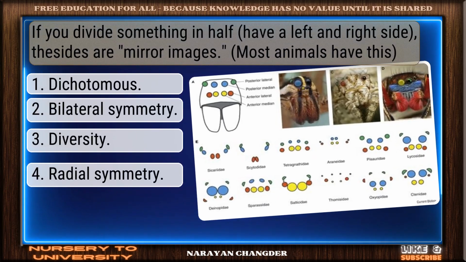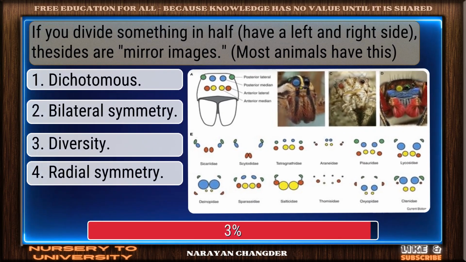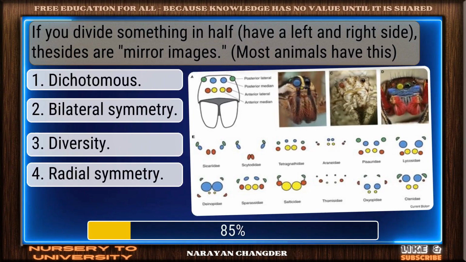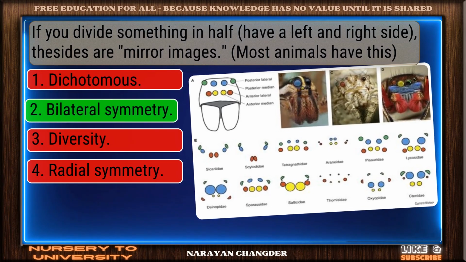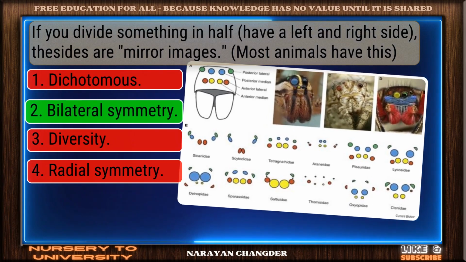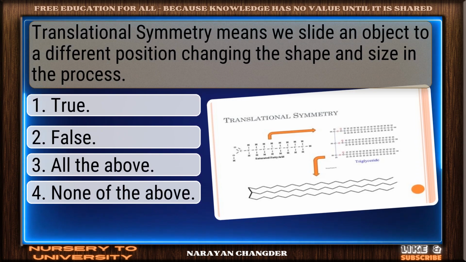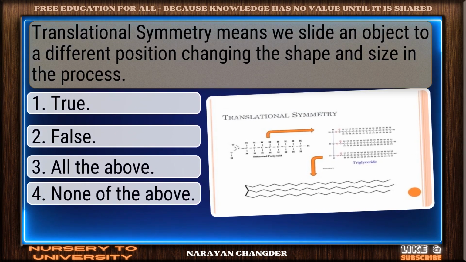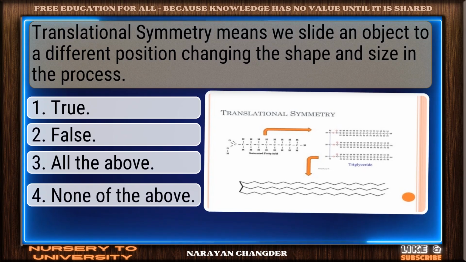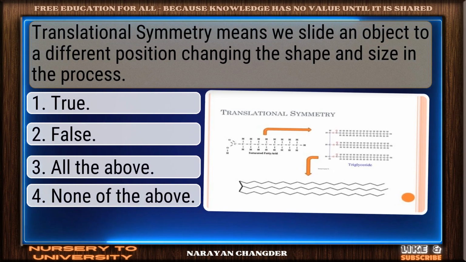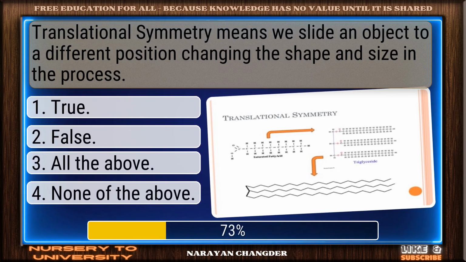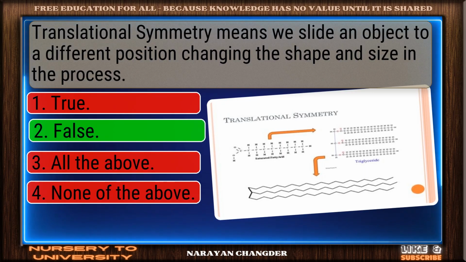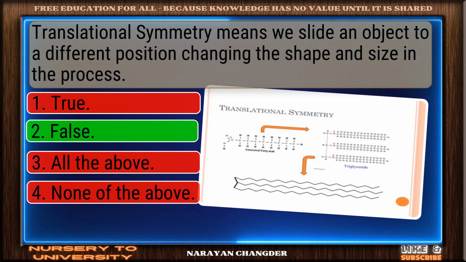If you divide something in half, these sides are mirror images. On track. Bilateral symmetry is the correct answer. Translational symmetry means we slide an object to a different position, changing the shape and size in the process. Excellent choice. False is the right answer.